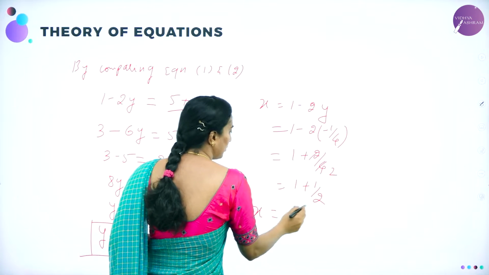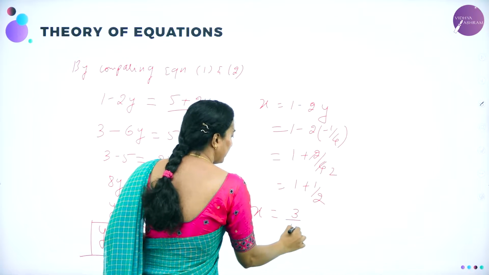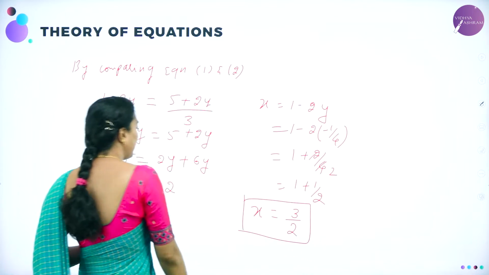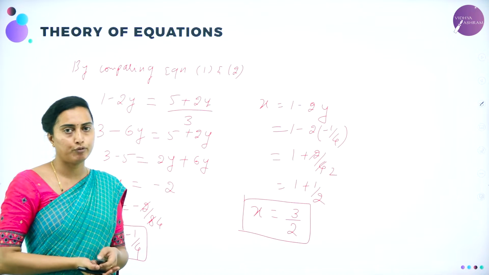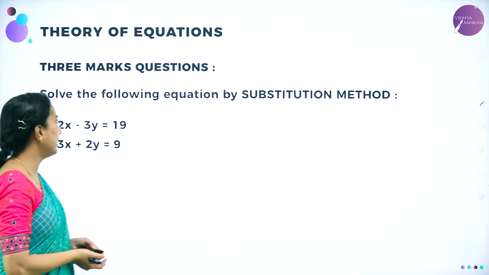Otherwise x will be equal to, taking LCM as 2, 2 ones are 2, 2 plus 1 is 3 by 2. So x value is 3 by 2, y value is minus 1 by 4. This is how you are going to solve by comparison method. Now we'll be moving on to the next problem.